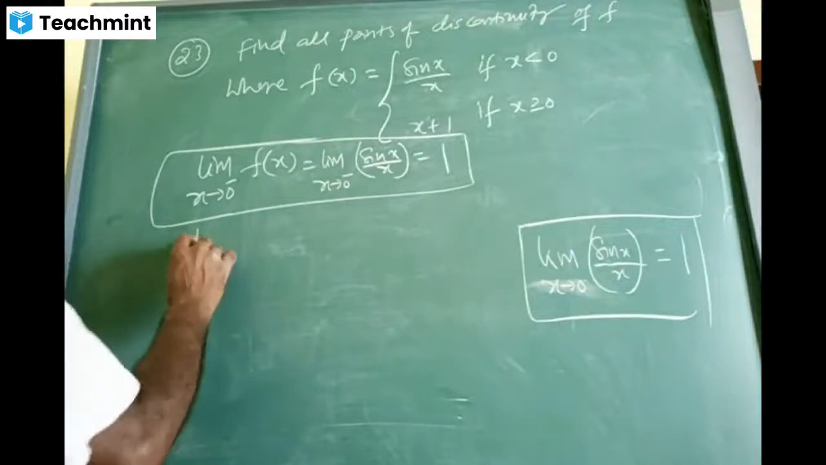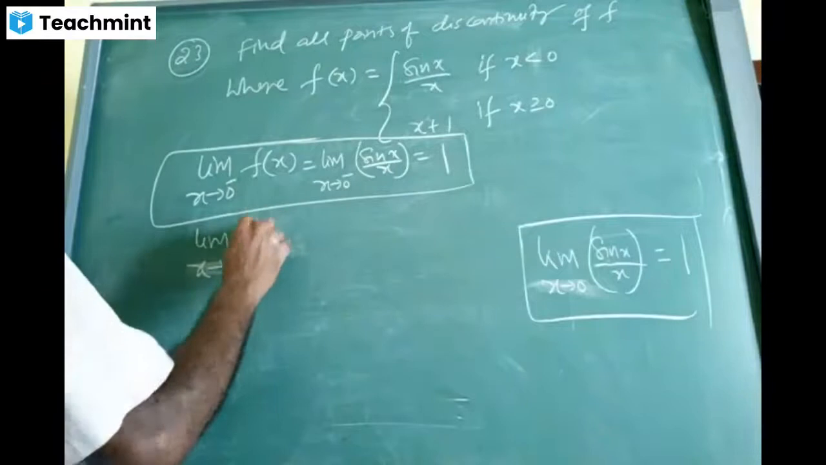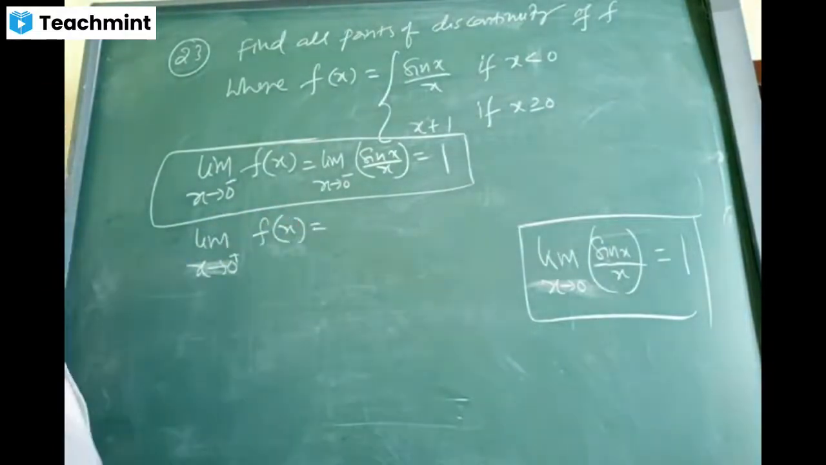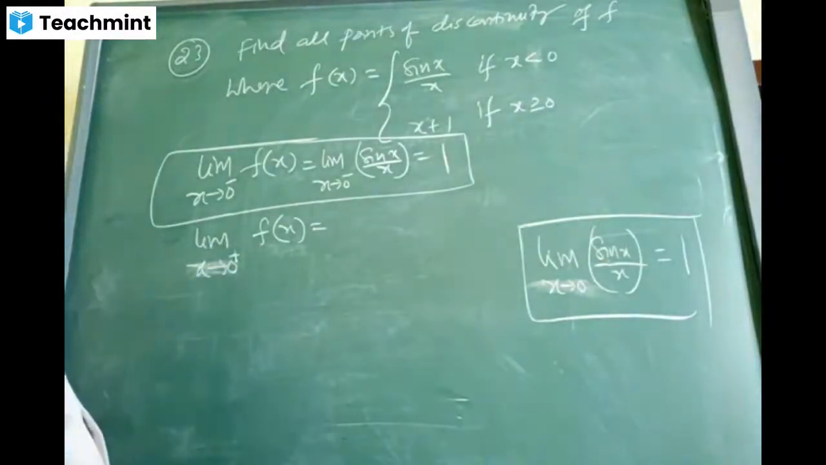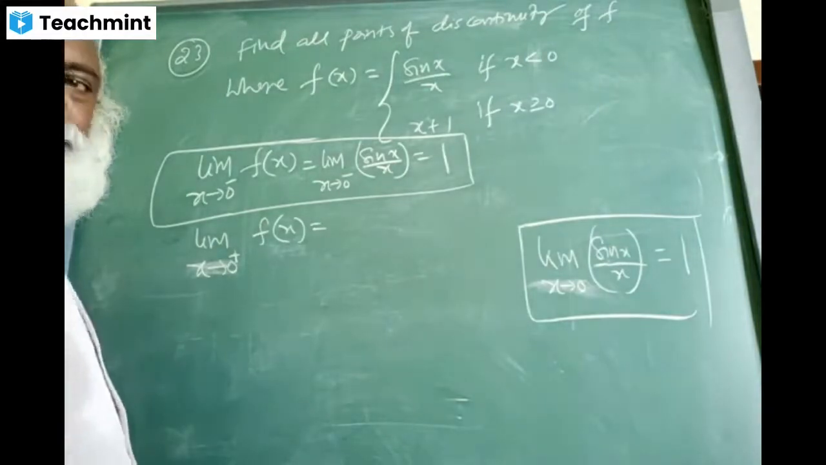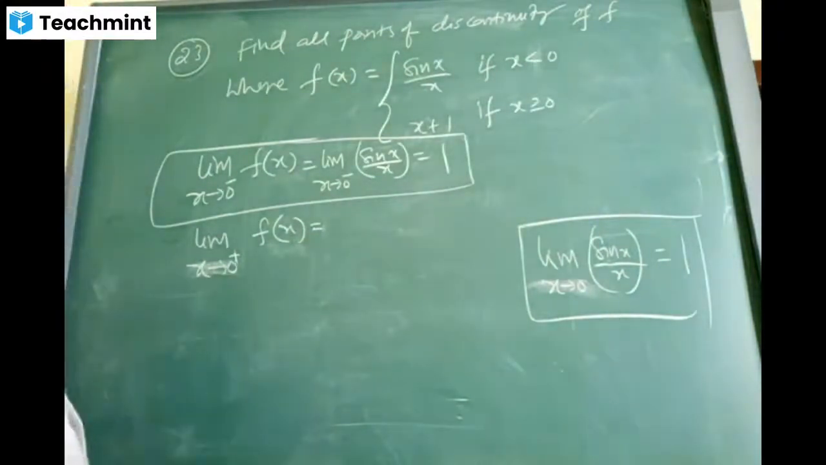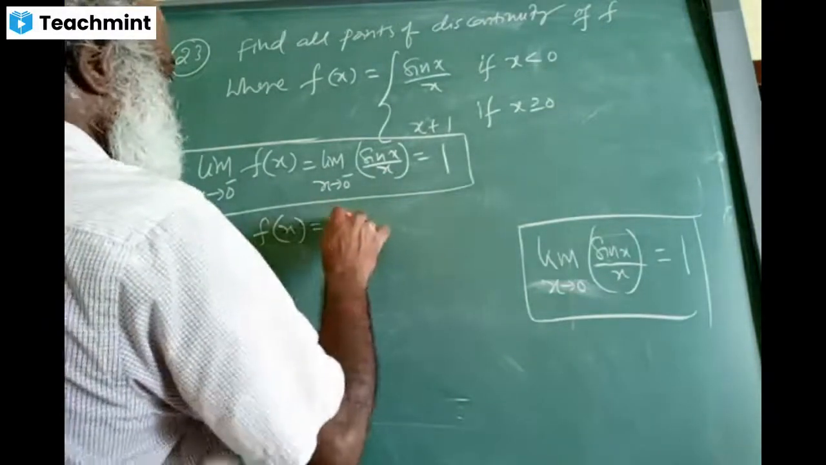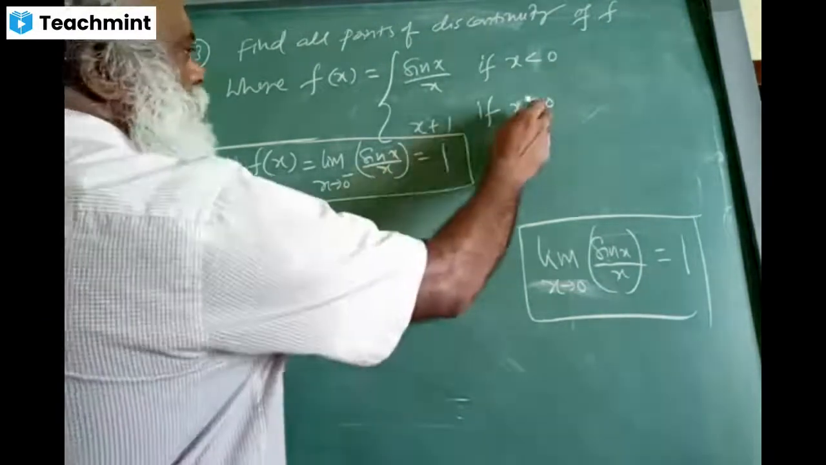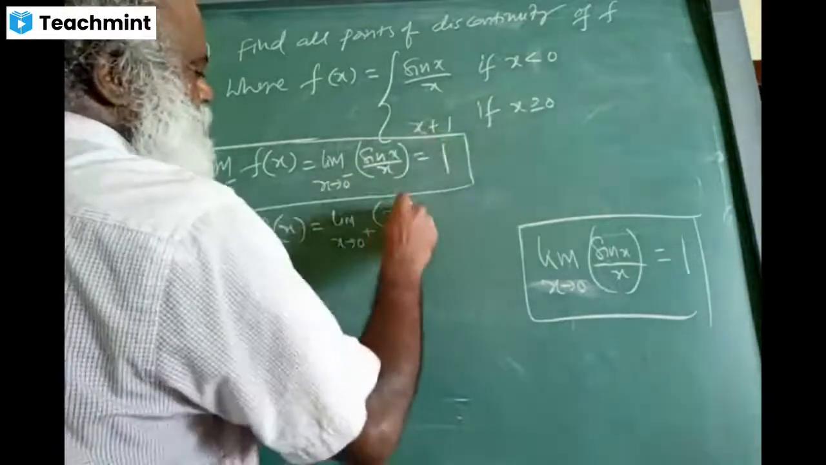Limit x tends to 0 plus of f of x. What is the function for 0 plus? Harini? Sir, x plus 1, sir. X plus 1, very good. Limit x tends to 0 plus, the function here is x plus 1.